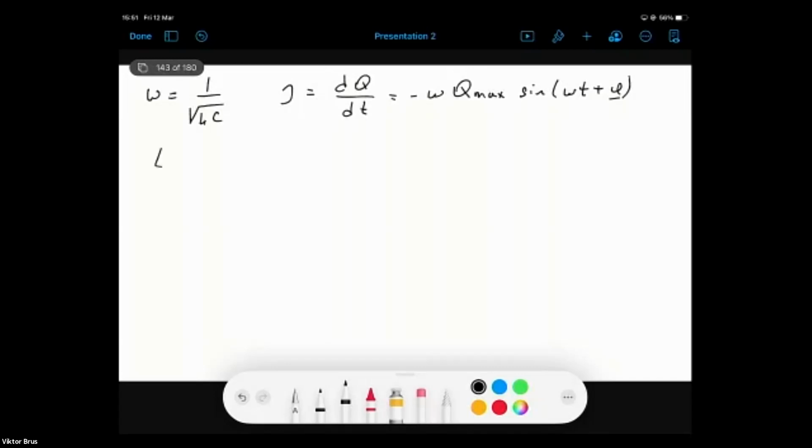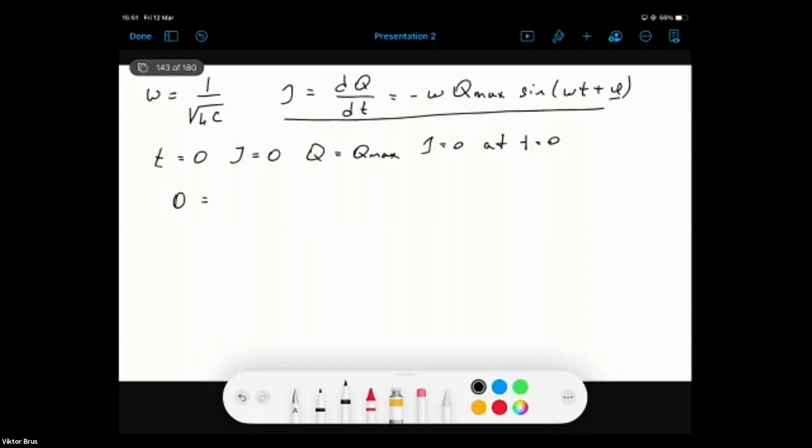So we know that at t equals 0, electric current is equal to 0, and electric charge is equal to Q maximum. Setting I equals 0 at t equals 0, we get the following: 0 is equal to minus omega Q maximum sine phi. And from here, we obviously see that phi is equal to 0.